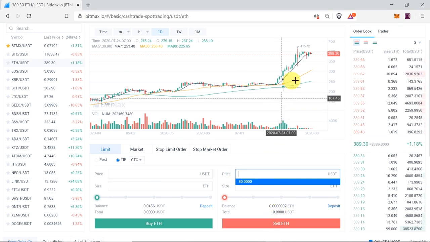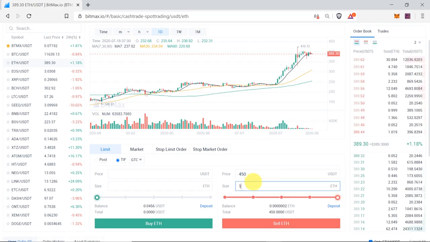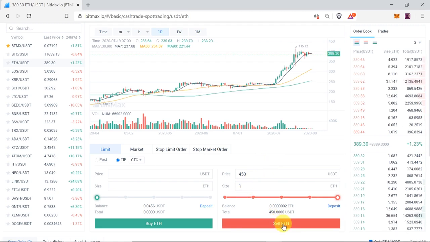So let's say we believe that Ethereum's price will go up to $450. So in the price, we would type in, for example, $450. In the size, we would type how many Ethereum we want to sell. Let's say I want to sell 1 Ethereum. Once we do this and we click sell Ethereum, our order will be added for $450, which means if the price of Ethereum rises up to $450 or higher, then our order will be filled and we will sell our 1 Ethereum for $450. It's simple as that. So that basically covers the limit order.